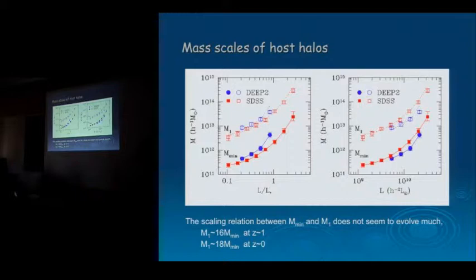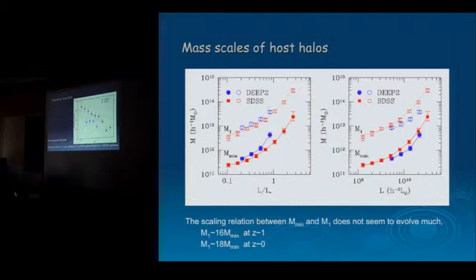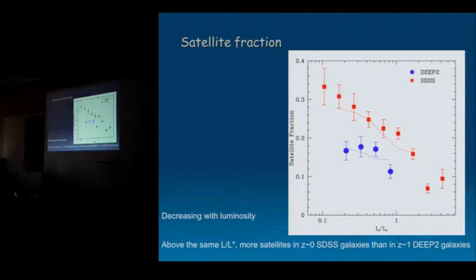So what is the right button? Put the luminosity, whether in terms of L star or in terms of absolute value. You can also infer the satellite fraction as a function of luminosity at these two redshifts. For example, the satellite fraction is decreasing with luminosity. That means a more luminous galaxy tends to be a central galaxy residing in lower mass halos, rather than a satellite galaxy in higher mass halos. So you can consider all this.